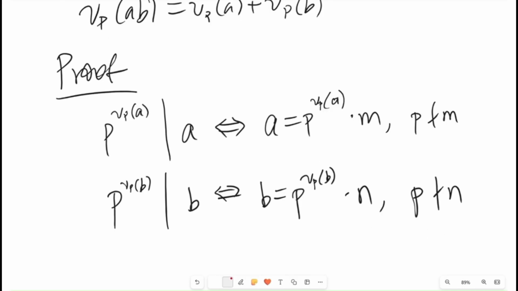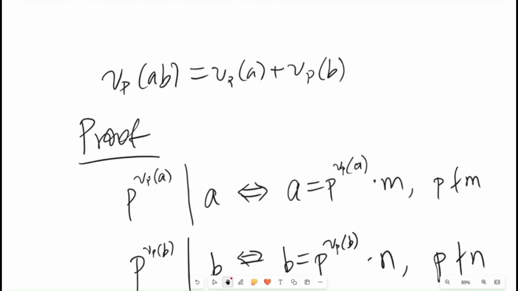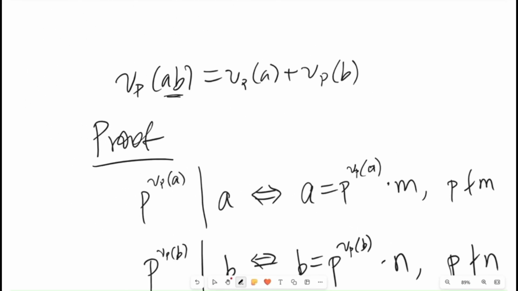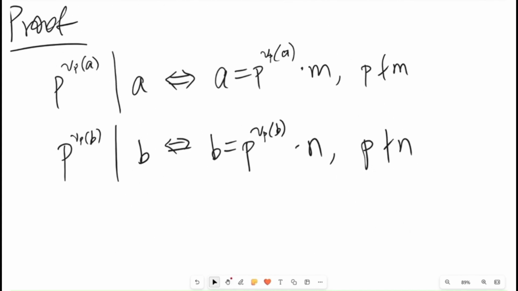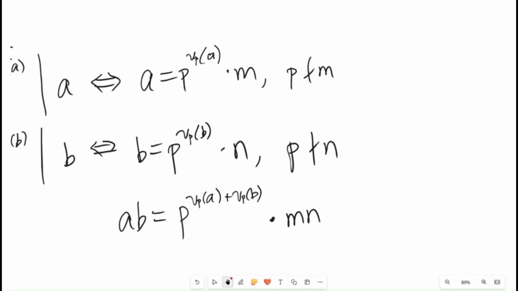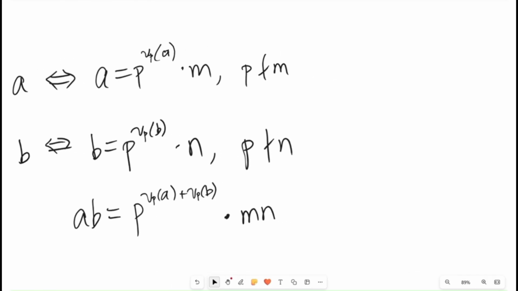Guaranteed. And so, since we want this expression for A times B, we should just multiply these two equations together, right? So that the left-hand side becomes AB, and the right-hand side becomes p to the power of Vp of A plus Vp of B, and then just times m n. And since p does not divide either of m nor n, we can safely say that p does not divide m times n.